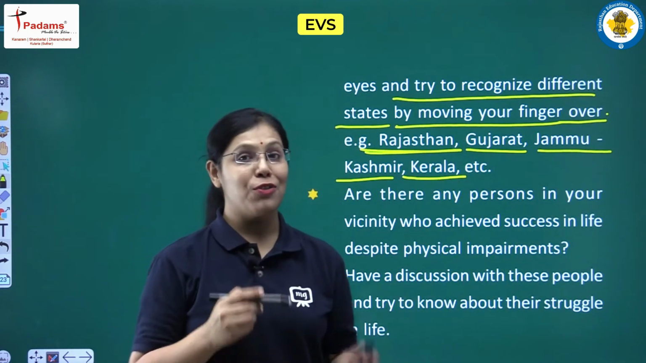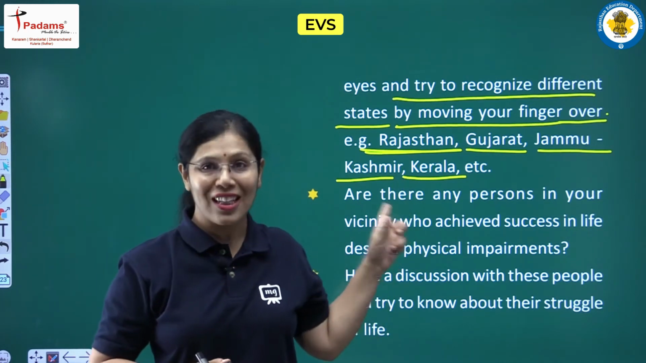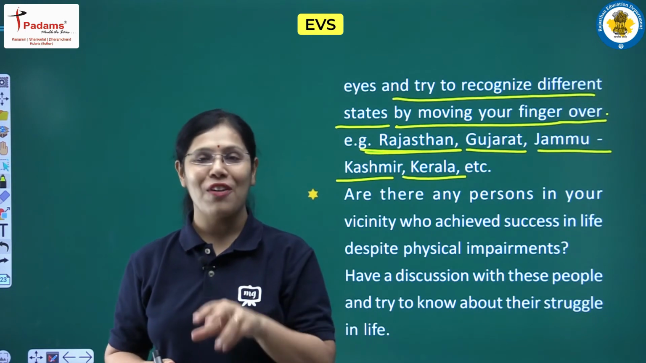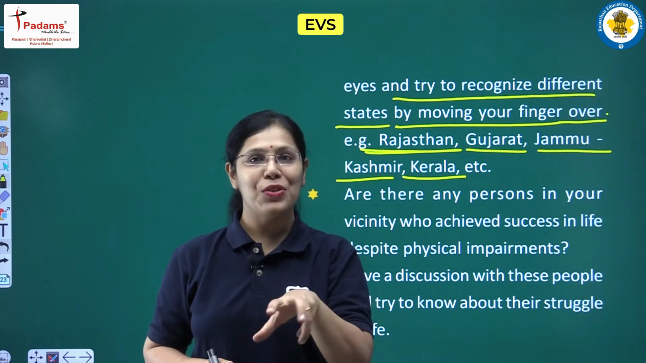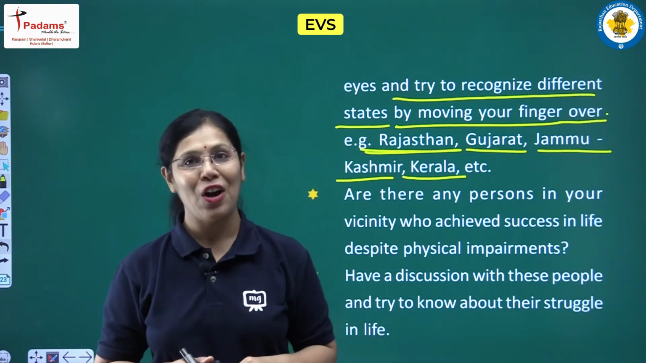So first of all, you have to take a map of India, then you have to stick a thick thread on these 4 states and you can ask someone else to identify these 4 states just by touching the thread and just try to identify the state, which state are you touching by your hand.